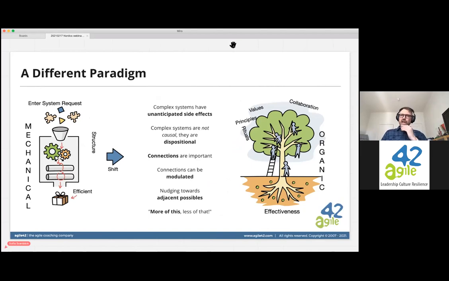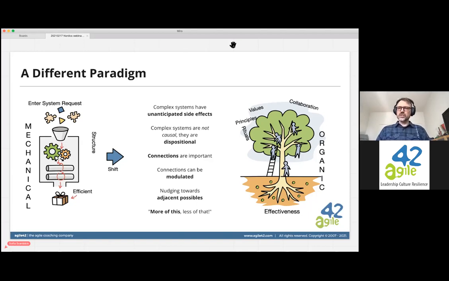So we'd like to flip this around a little bit, get away from the mechanical paradigm where you design an engine of sorts, or you design the organization like a mechanical thing, and look instead at an organic paradigm, or an organic metaphor, where the organization is more like a garden, or more like a tree. And the thing is that complex systems like these are not causal. When you're looking into the future and you're planning changes, those changes may have unanticipated side effects. Because complex systems are not really causal, you cannot predict how they are going to react.